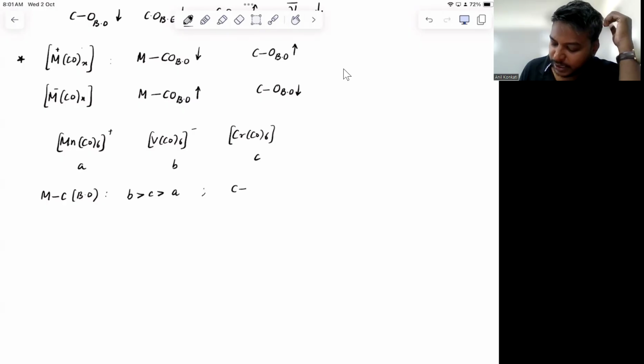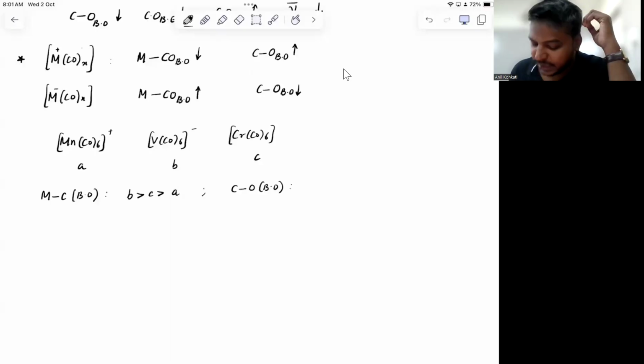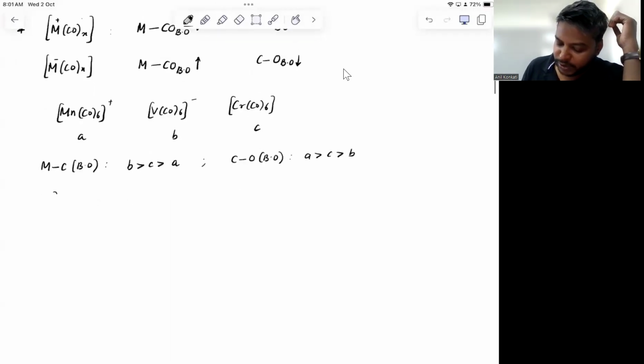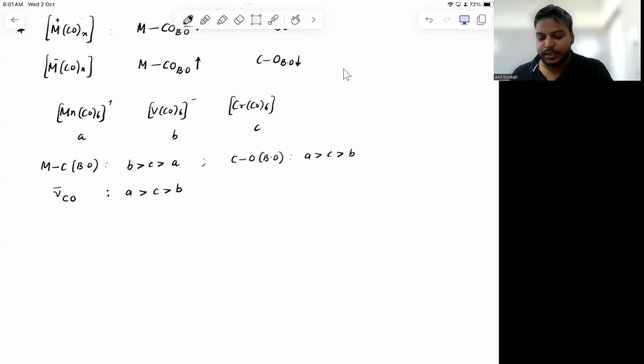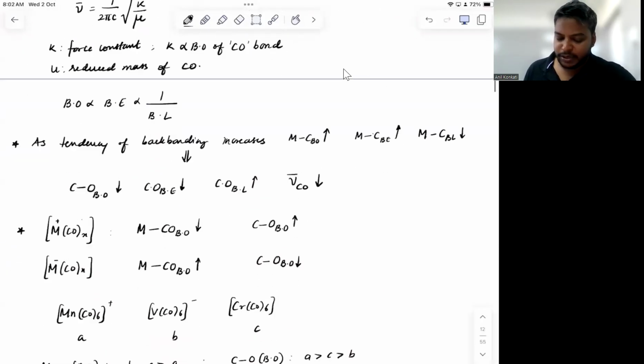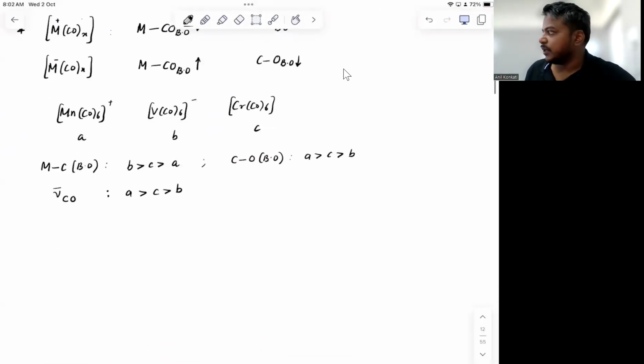Correct? Carbon and oxygen bond order. Which one will be more in this case? A, then C, then B. Based on that, which one will have more stretching frequency of carbon monoxide, right? If the bond order is more, then stretching frequency will be more. Clear? So remember it as a question. This would be a very standard question that could be asked. Okay, we should be able to address this. So I hope all of you got an idea how to discuss about the metal carbonyls.